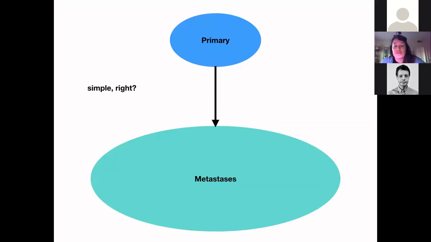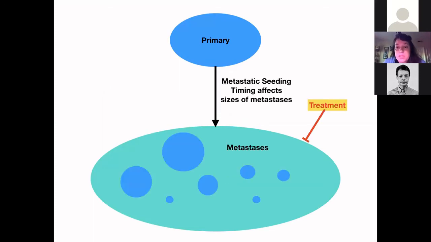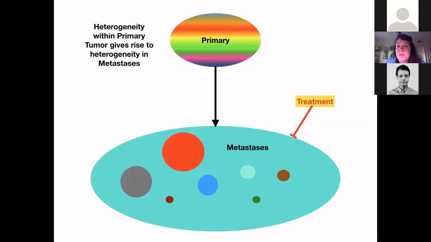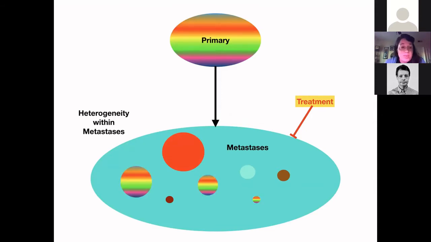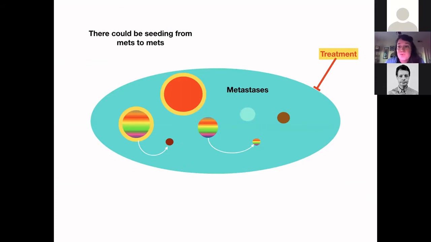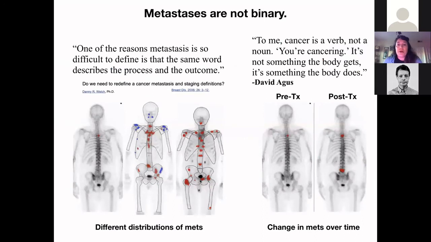It's not just that you have metastases or not, there are all in-between states and all sorts of nuance to what metastasis means. Metastatic seeding and timing can affect the different sizes of the metastases. You can have heterogeneity within the primary tumor, giving rise to heterogeneity within the metastases. You can have heterogeneity within the metastases, and there can be seeding from mets to mets. So now, when you start to treat this system, maybe you only observe some of these larger tumors. I think that adaptive therapy can then be used to further characterize what we have going on here. But often, like I said, metastases are just considered as being present or not.